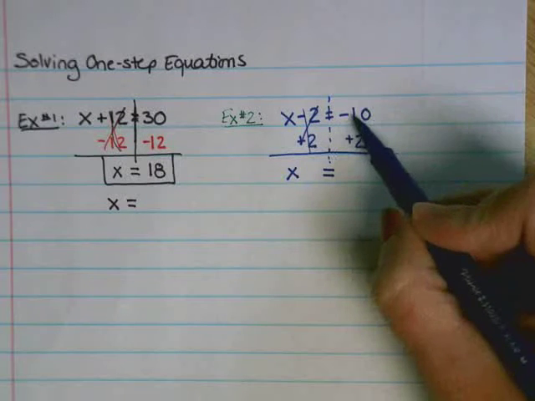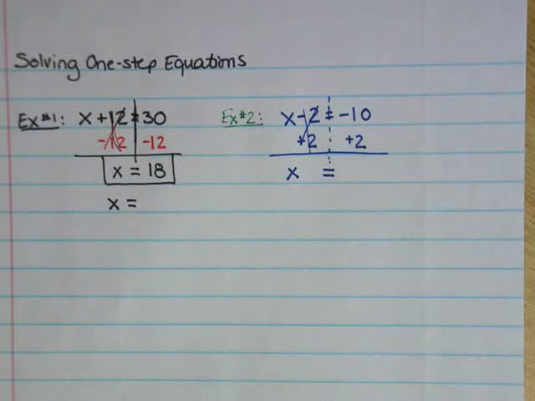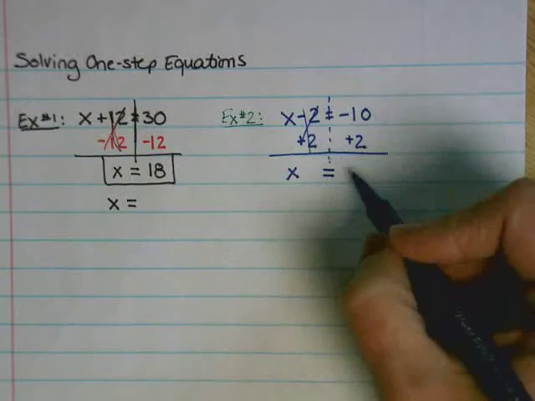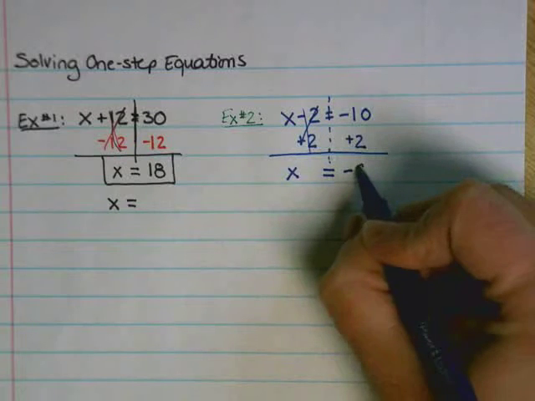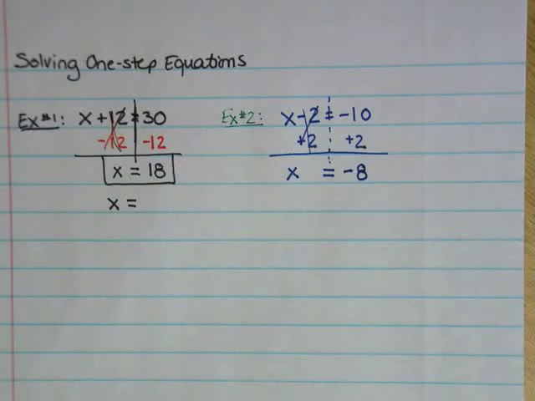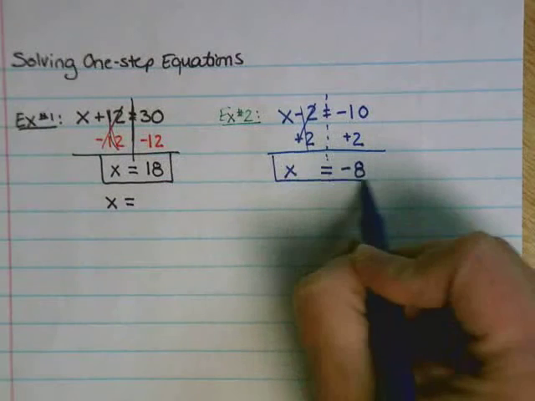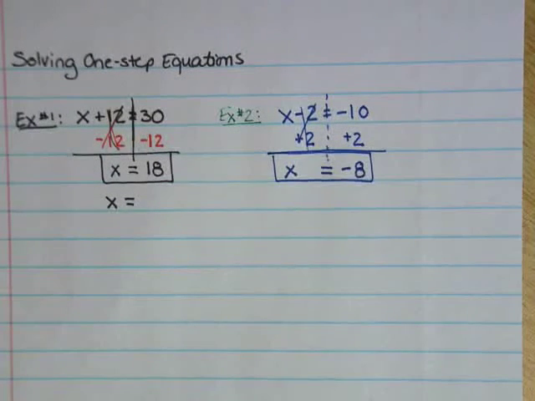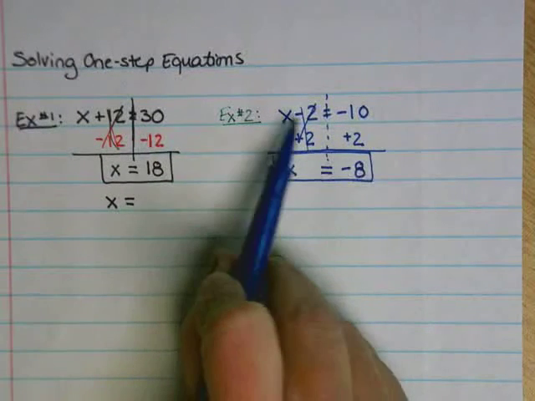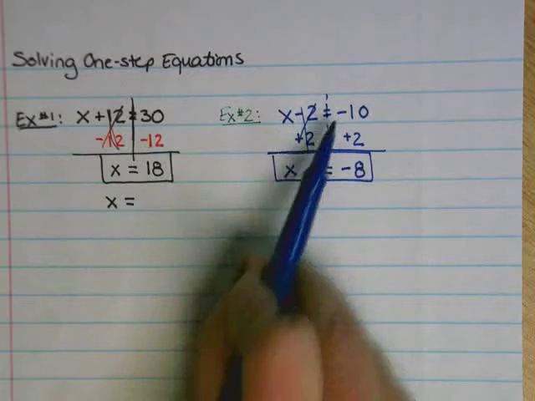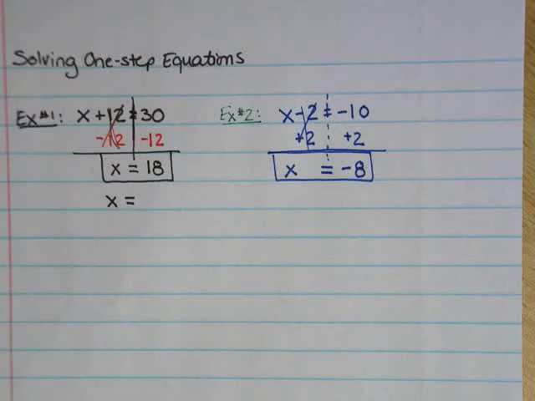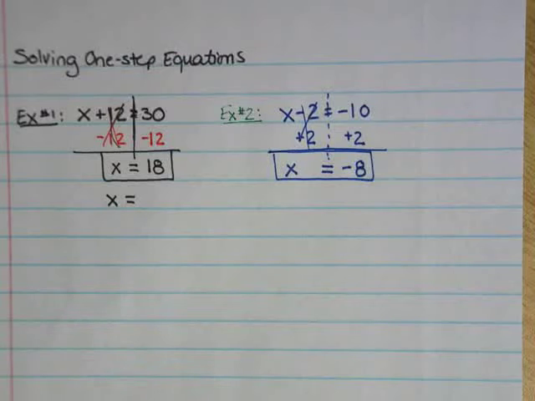And now I have negative 10 plus 2, so I have to know how to add my integers here. Negative 10 plus 2 still is negative, but it's a little bit closer to 0, negative 8. So now all I'm left with is x equals negative 8, and that right there is my solution. If I plug it back in, does negative 8 minus 2 take me down to negative 10? Absolutely. So again, the same method where you're showing what you're doing on both sides.